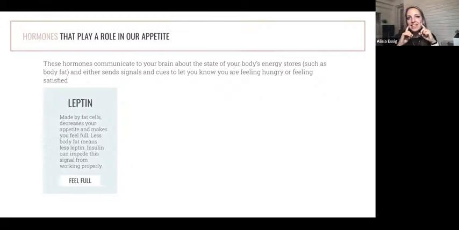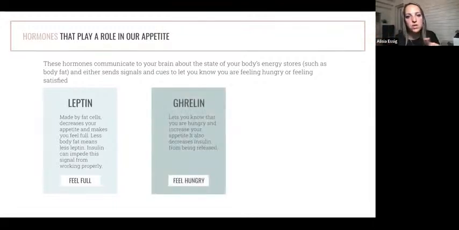And I always like that it's leptin because it lets you know you're full. It helps you know that you are full, and the less body fat usually means that you have less leptin, so that you know that your body is naturally going to crave more food in general. However, insulin can actually impede the signal from working properly. So if you have too much insulin in your body, and we're going to talk about that in a second, it can block the signals from leptin. So you don't know when you're full because insulin could be rolling around in there. So we'll talk about that a little bit more in a second.